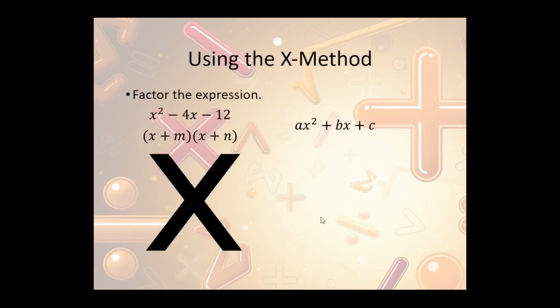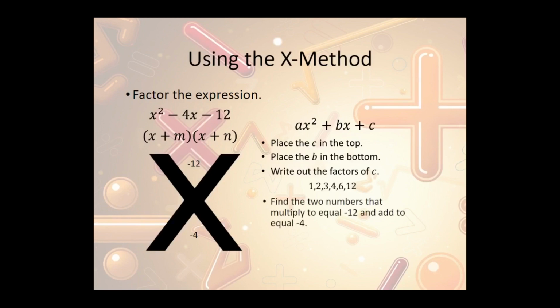One more example. We have x squared minus 4x minus 12. Well, I place c at the top, which is negative 12. I place b at the bottom, which is negative 4. Then I write out the factors of c. So what numbers multiply to get 12? Well, I got 1, 2, 3, 4, 6, and 12. Now I need to find two numbers that multiply to equal negative 12 and add to get negative 4.